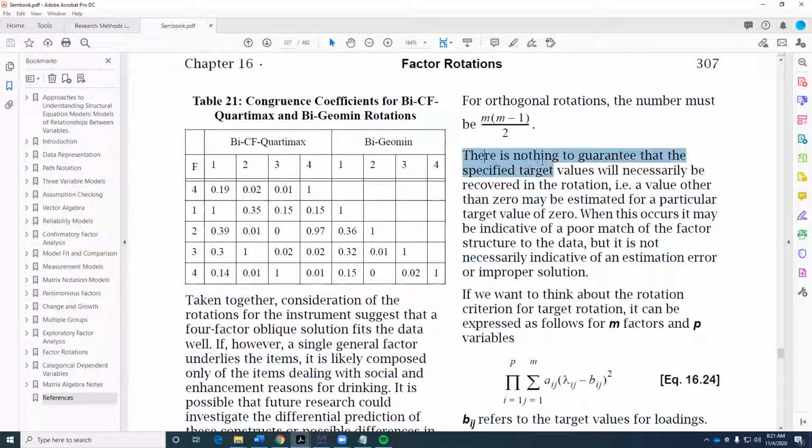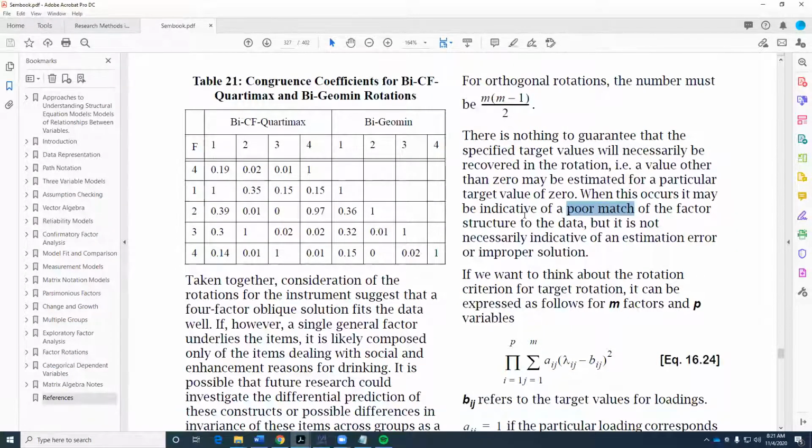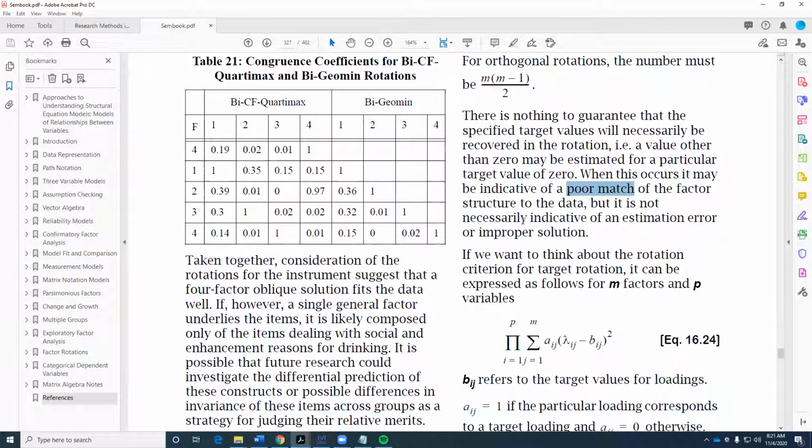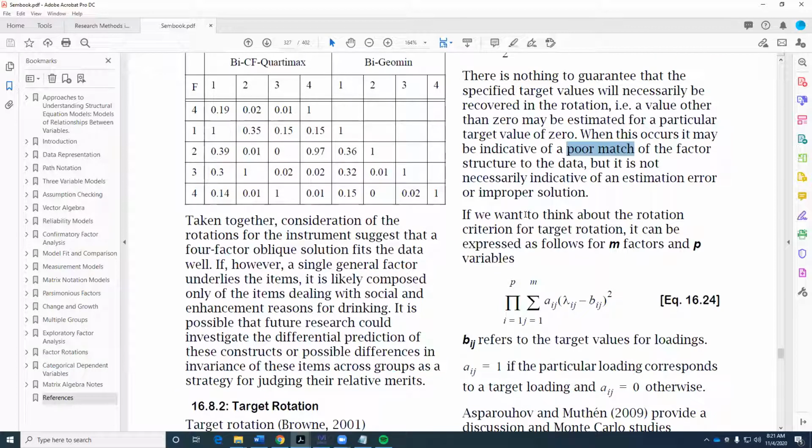There's nothing to guarantee that the target values you're going to see are going to be exactly zero. You might get a number that's a little bit different than zero. And when that happens, maybe this rotation isn't good. But on the other hand, if it's pretty close to zero, you might say, well, it's pretty close, and generally speaking, this looks kind of like what I'd like to see. And after doing your target rotation, you can then go back and estimate congruence coefficients with your target rotation and maybe a geomin oblique solution.